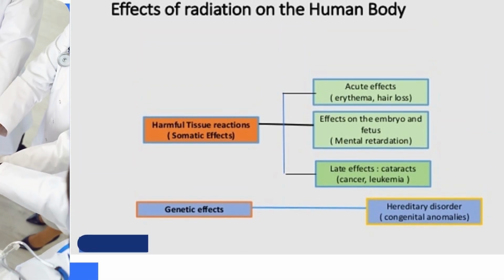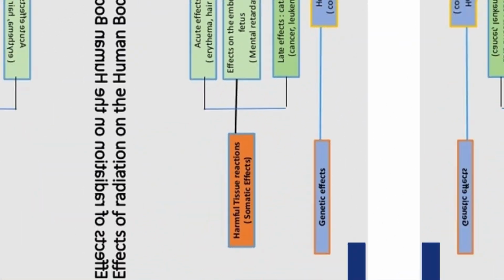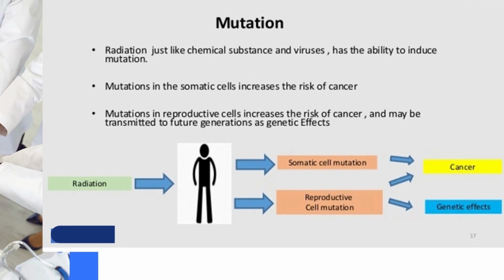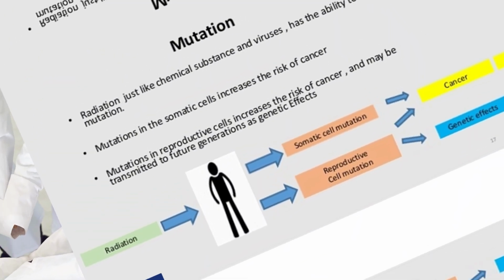This slide shows the effects of radiation on the human body. So you have the somatic effects and also genetic effects. So under somatic effects, you'll have the acute effects like erythema. That is reddening of the skin characterized by those red patches. You can have also hair loss. Then you can have effects on the embryo and fetus. And you can have the late effects such as cataracts, cancers. Then under genetic effects, you can have congenital anomalies. We've already seen that radiation can actually cause cancer.